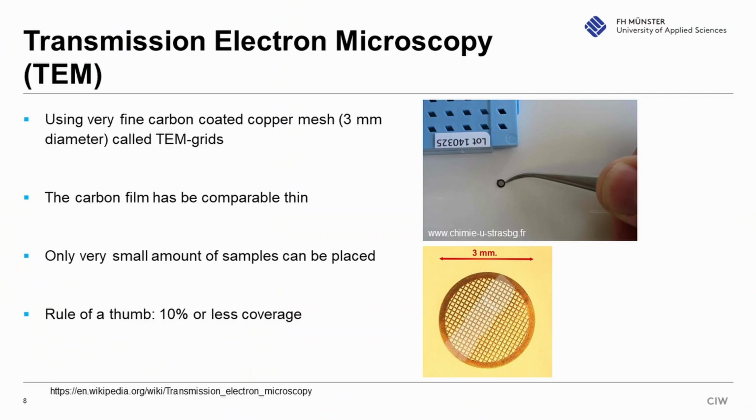One important thing, of course, is because the electrons are transmitted through, the sample has to be extremely thin. So this means you need sample preparation, 100, 200 nanometer. The sample shouldn't be thicker than that.